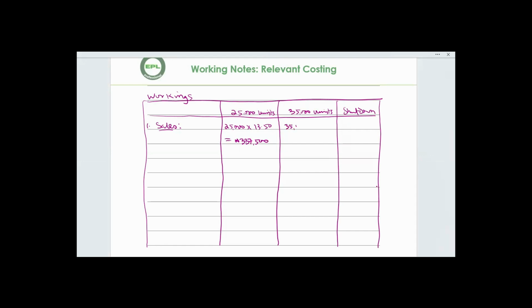I will go to under 35,000 units. So 35,000 multiplied by, what's the selling price for 35,000 units? 11 naira 25 kobo. What's the total? Bring out your calculator, 35,000 units multiplied by 11.25 equals 393,750. So we are not making any sales under shutdown. Therefore, you just put a dash.